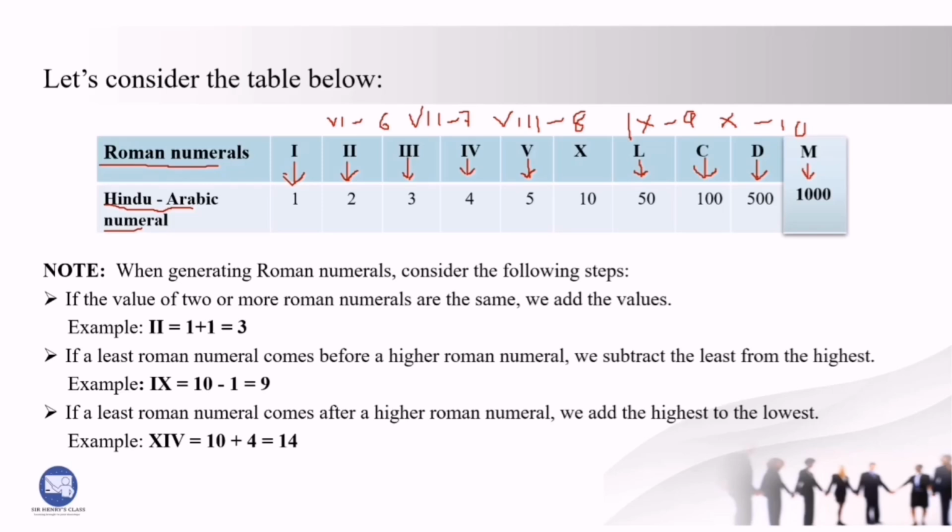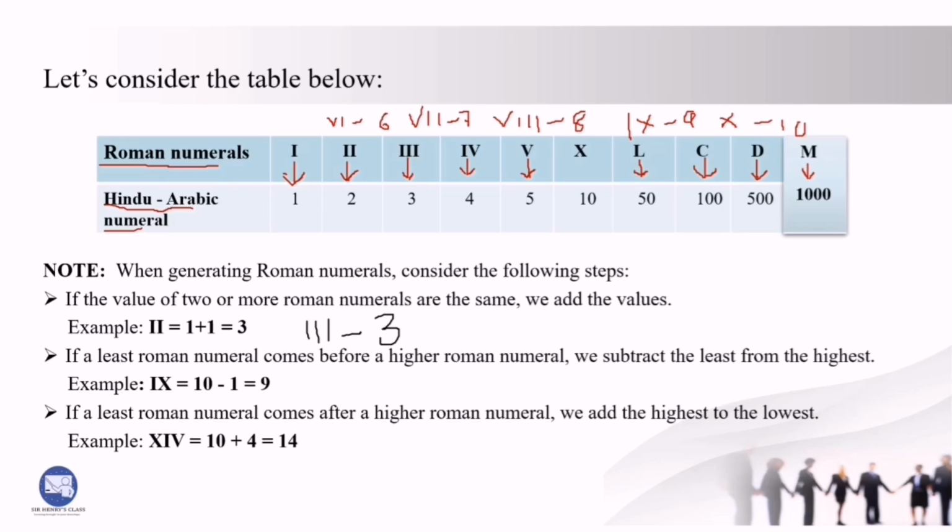You need to apply these principles. The first one reads that if two or more Roman numerals are the same, we add the values. We have an example here. II means 1 plus 1, which is 2. If I have III, it means 1 plus 1 plus 1, which is 3.